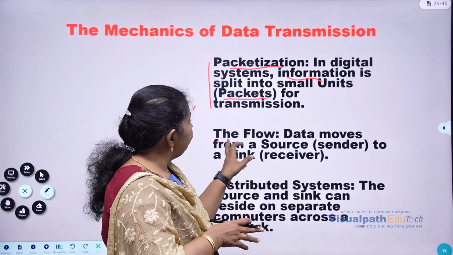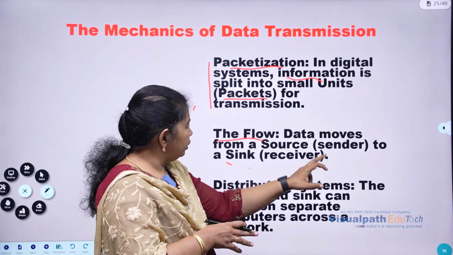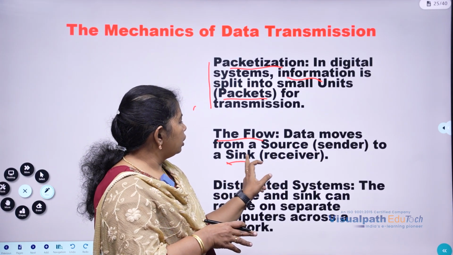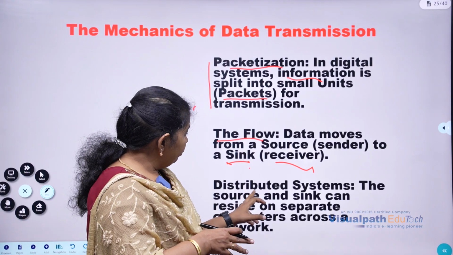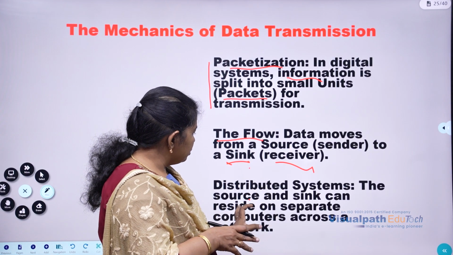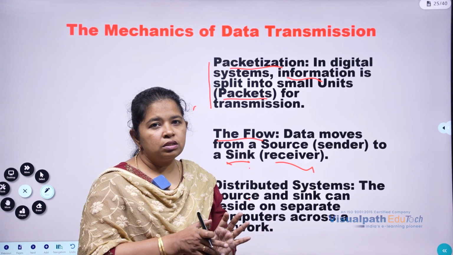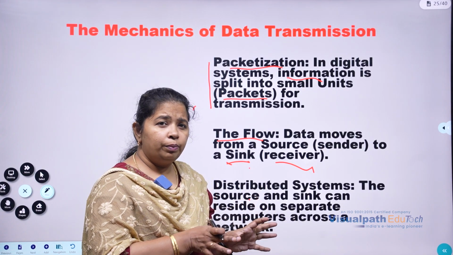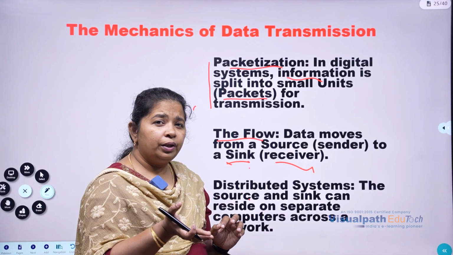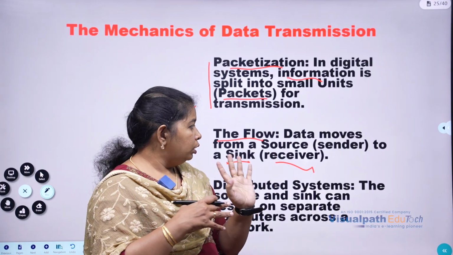Right? The flow, how the flow will be: the data moves from the source, that is the sender, to a sink, that is a receiver, right? So distributed system means what? The source and the sink can reside on separate computers across the network. Yes, isn't it? The source will be in one place and the destination will be in another place. So the data will be transferred from the source to the destination.